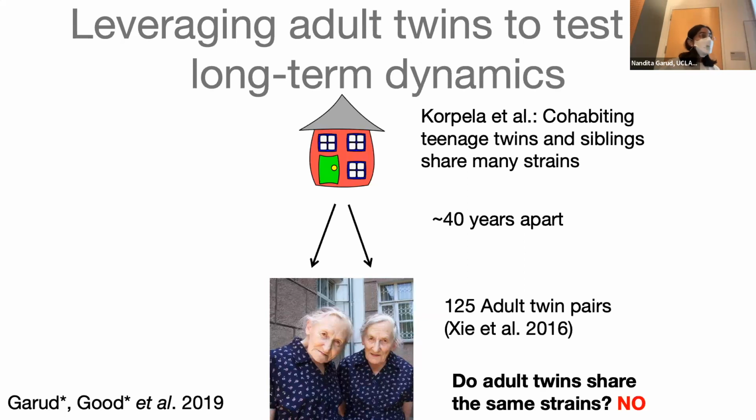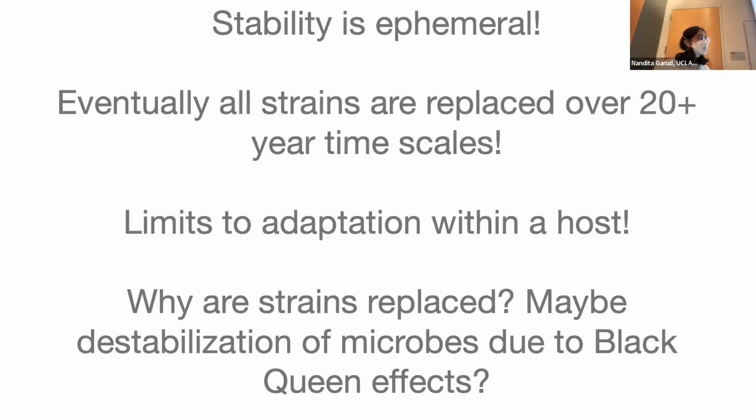Basically, there was virtually no sharing between these twins. And that was really surprising and exciting because it means stability is ephemeral. Eventually, all strains are replaced over 20-year timescales. It also means that there are limitations to adaptation within a host. The bacteria cannot continually evolve to adapt to our host genetics and then stick around forever and get passed down to their future generations of kids and so on. They're going to be replaced and pulled back into the broader circulation of strains, and you're going to get new ones.